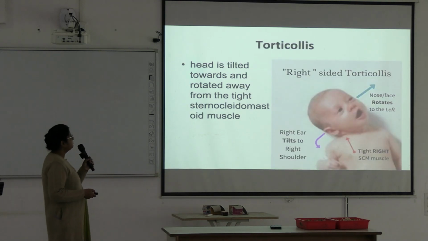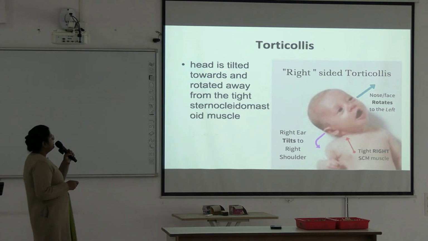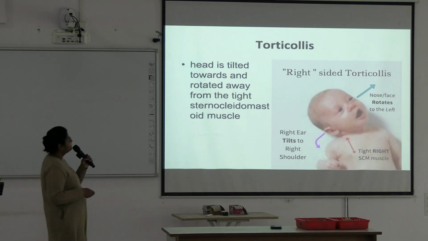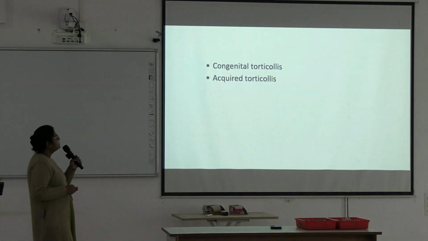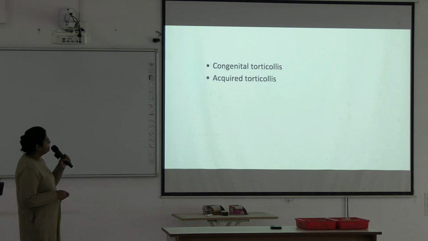Next we go to torticollis. Okay, torticollis: the head is tilted towards and rotated away from the tight sternocleidomastoid muscle. Here, right-sided torticollis. The right ear tilts towards the right shoulder, with a tight right sternocleidomastoid muscle, and the nose and face rotate to the opposite side, to the left side. Next, there are 2 types of torticollis: congenital torticollis and acquired torticollis.